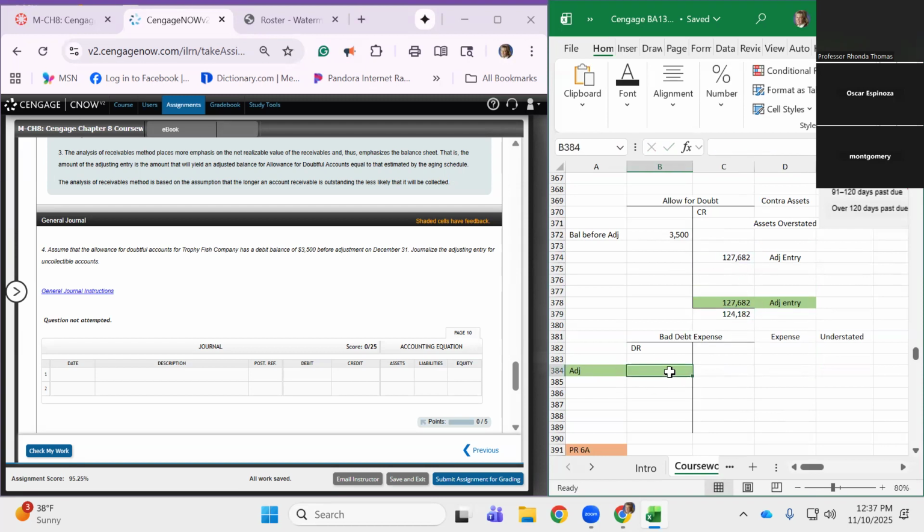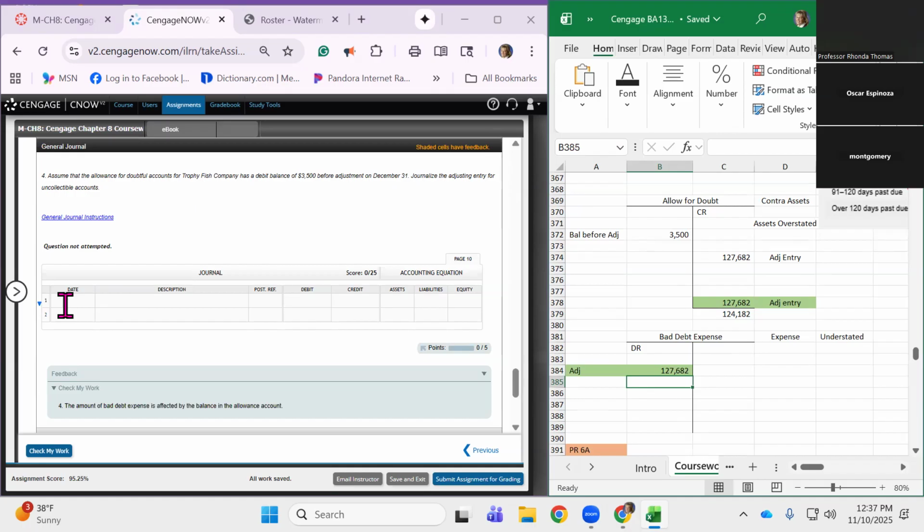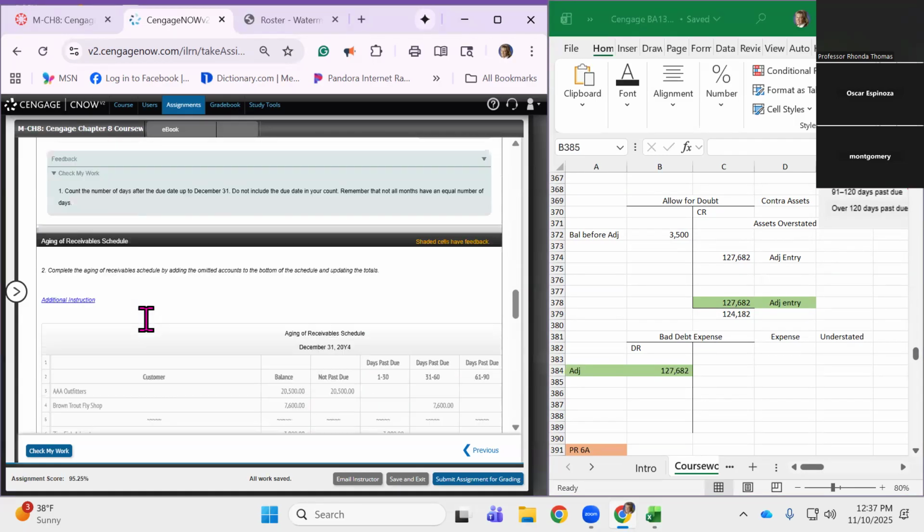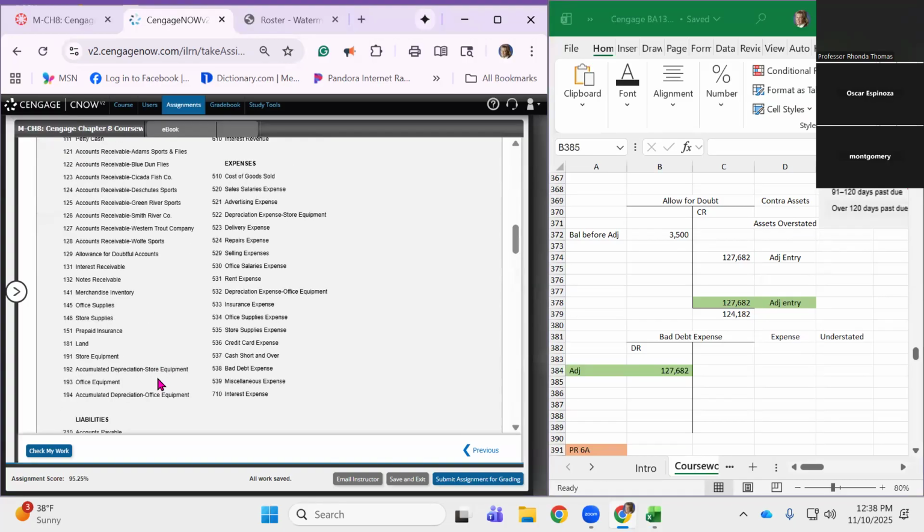And then the adjustment will be a debit to bad debt expense for 127,682. So the date is December 31st, and it's an adjusting entry, and we want a debit to bad debt expense of 127,682. And then the allowance for doubtful accounts, which I think we've got on a chart of accounts up here.